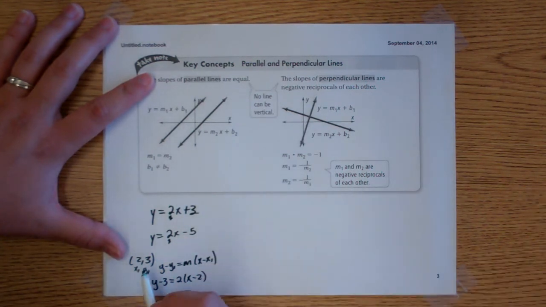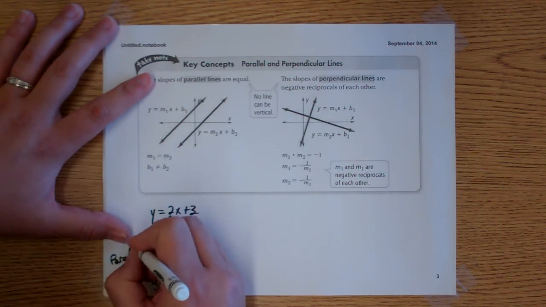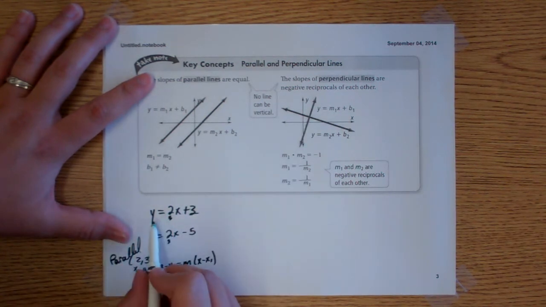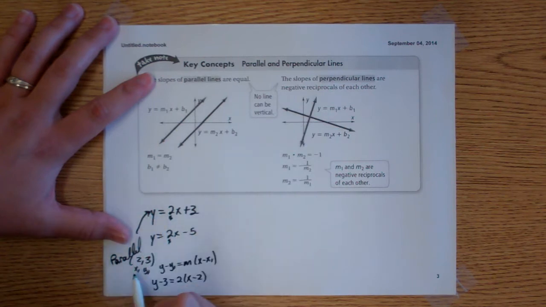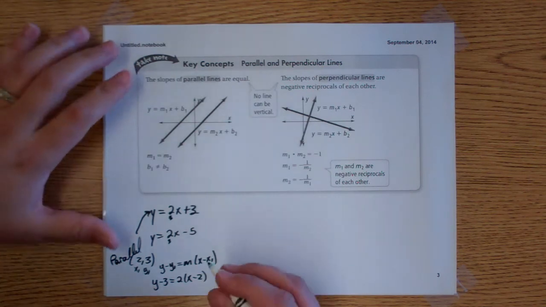All right? We want a line parallel to this one that passes through the point 2, 3. Well, our slope again is 2. And then, of course, we know that this is x1, that's y1. So you can plug it in and solve it down.